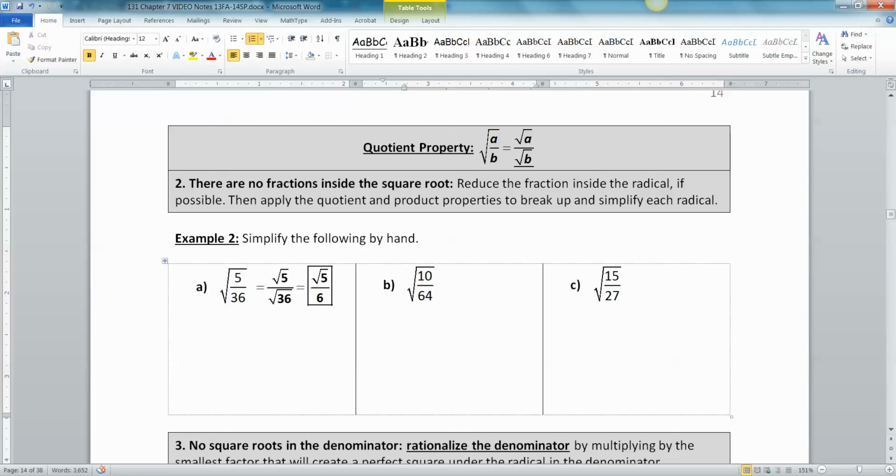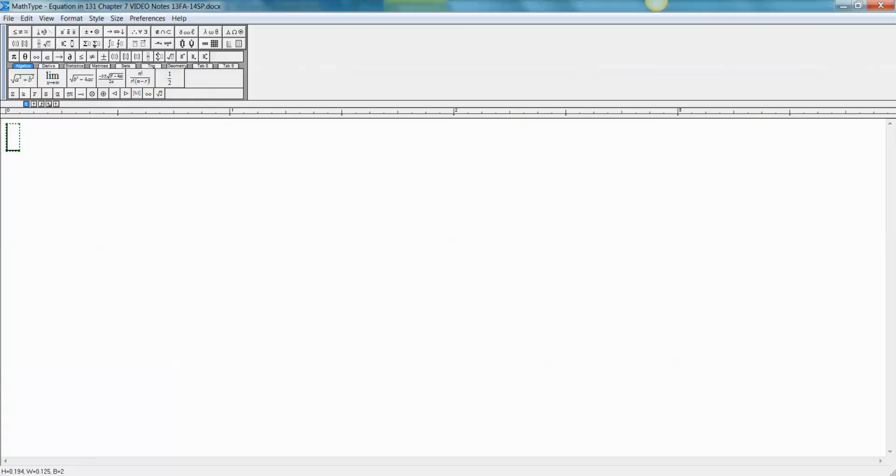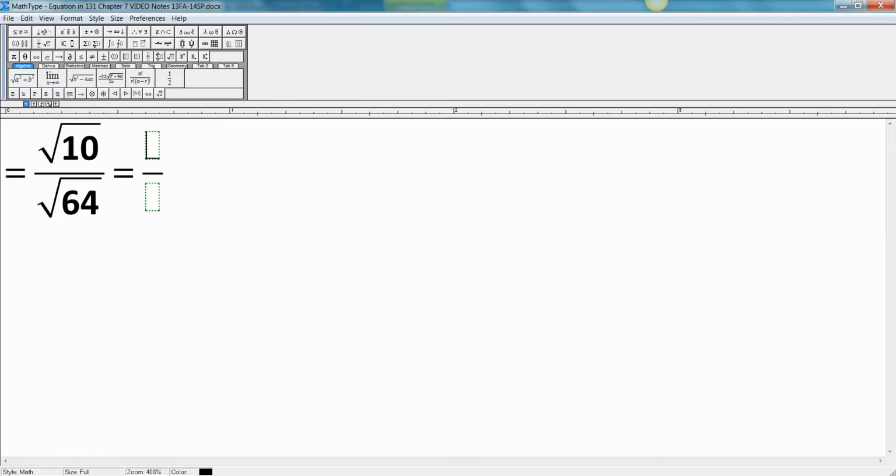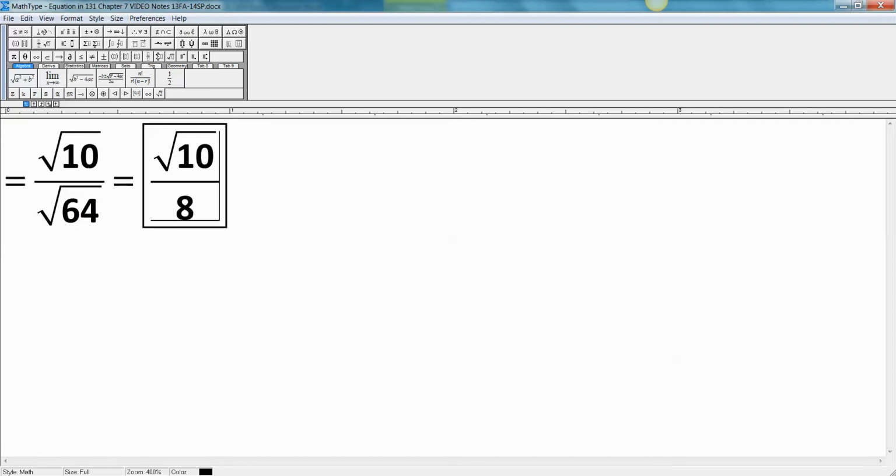Okay, what about the next one? Well, 64 is a perfect square. So this is the square root of 10 over the square root of 64, which is the square root of 10 over 8, and you're done. Don't get into the mindset that you can start dividing 10 divided by 8. That's no good to you, because 10 is under a square root and the 8 is not. They're not like terms, so you can't start dividing them.